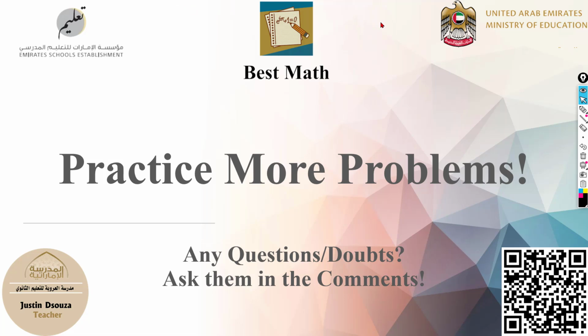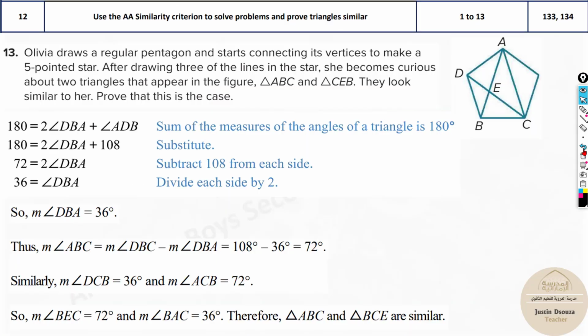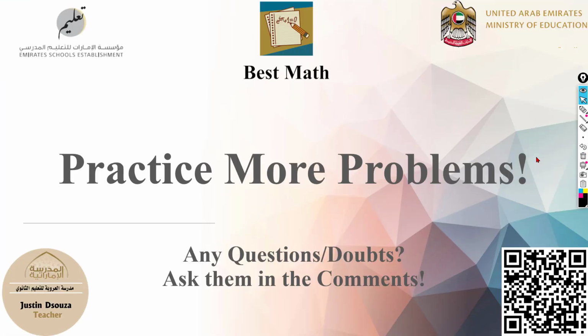It's about AA similarity. Now in the previous one, you don't need to solve all the three. I did all the three, but if you find any two angles, it's enough. That is the main concept of AA similarity. It is any two angles, then you're done. So that's it for this topic, this question.